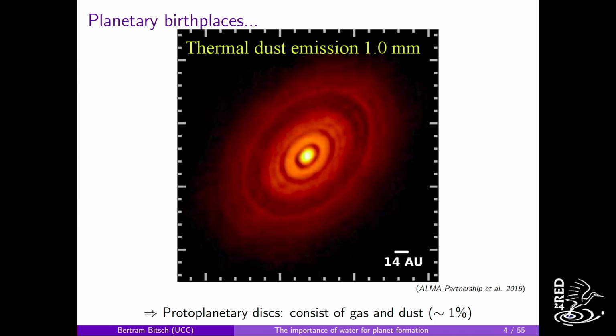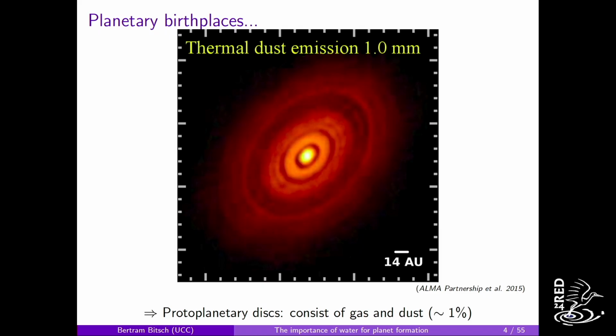Bright rings would indicate we probably have more material there that can actually emit at millimeter wavelengths. And the darker gaps would indicate we have a lack of these millimeter-sized particles. Additionally, you see the size bar here, which is 14 astronomical units. You see this disk is very, very large, especially compared to our own solar system, where Neptune is around 30 astronomical units. As I said, these disks consist of gas and dust.